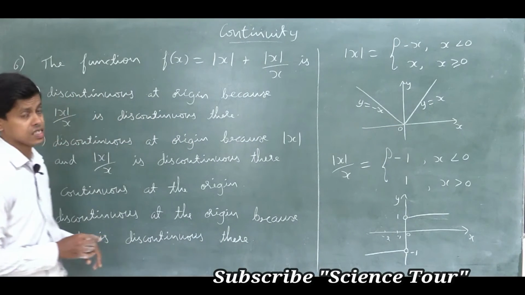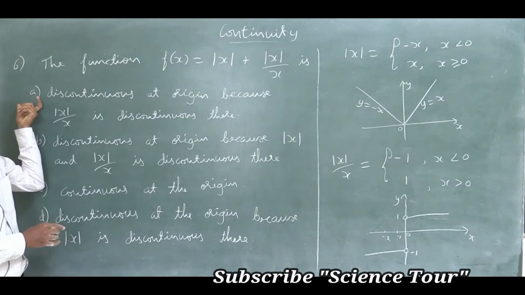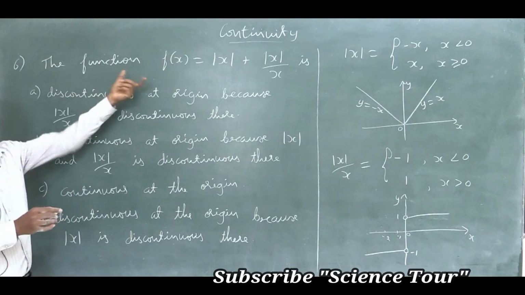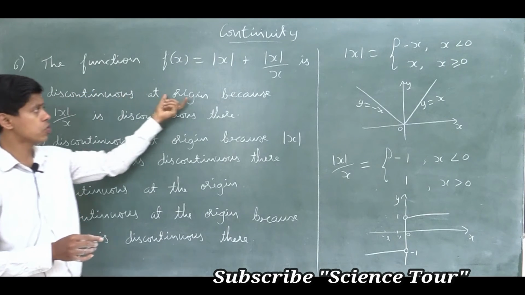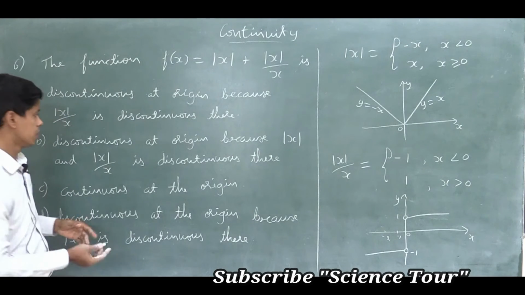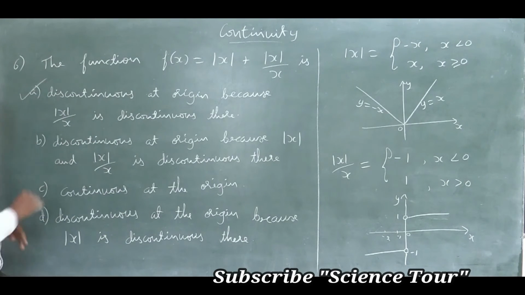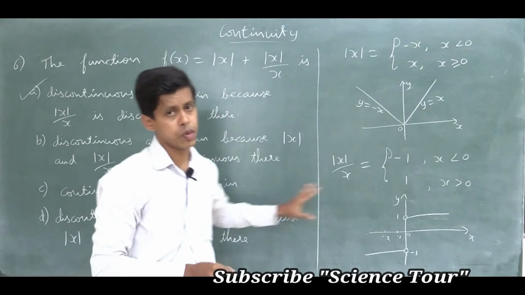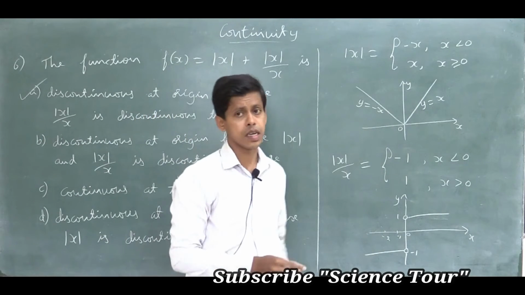So which option says that? The first option says that the function f of x is discontinuous at the origin because mod x by x is discontinuous. So the first option is the correct answer. That explains the situation clearly.